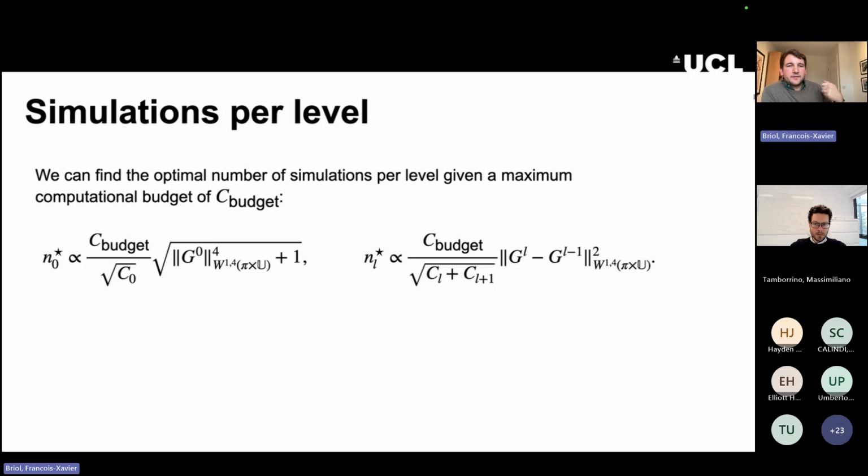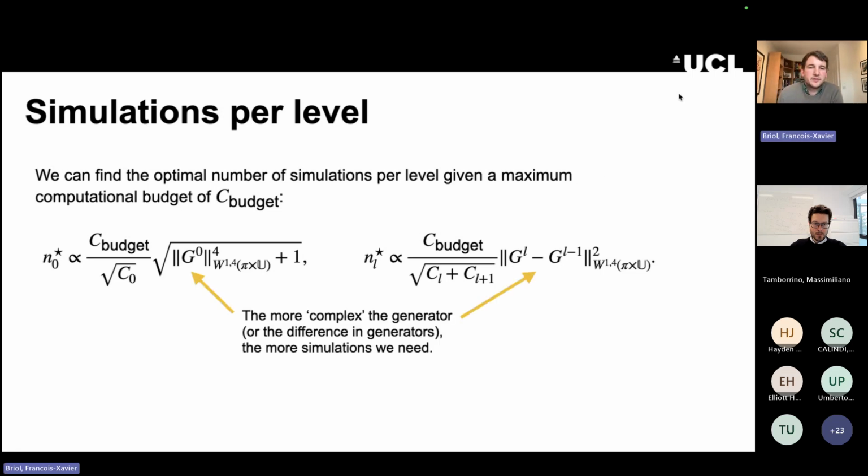So let's assume that I have a fixed computational budget, C budget, which tells me the total cost I'm happy to incur with my simulations. So the optimal way of allocating budget is with the following formulas. And it's fairly intuitive. So firstly, let's look at N0 first, so this term.